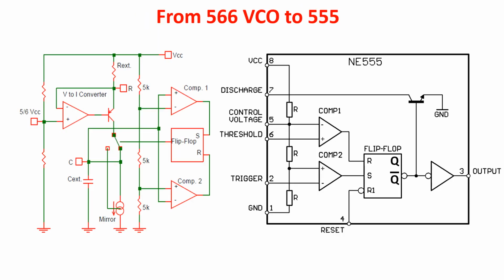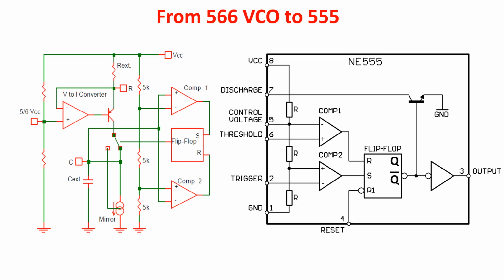As you can see in these block diagrams, the core of the circuit remains the same. We have a 3-5K voltage divider, two comparators, and a flip-flop from which we take the negative output. In the 555 we have in addition an inverting output stage which can provide up to 200 mA, the possibility to reset the flip-flop, a discharge input connected to a BJT driven by the negative output of the flip-flop, a control voltage input, the threshold and the trigger inputs, and of course VCC and ground inputs.